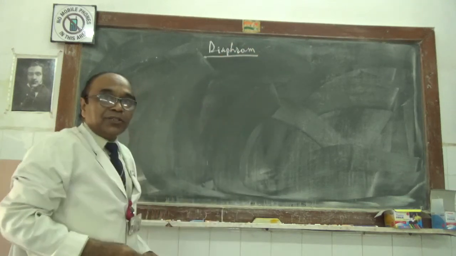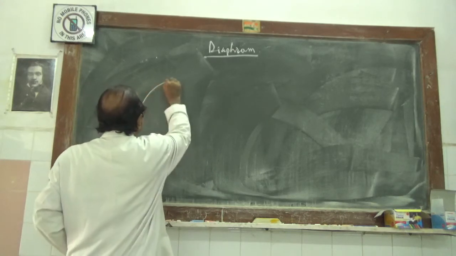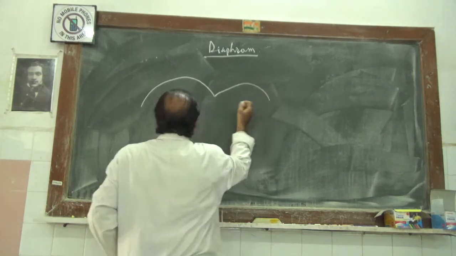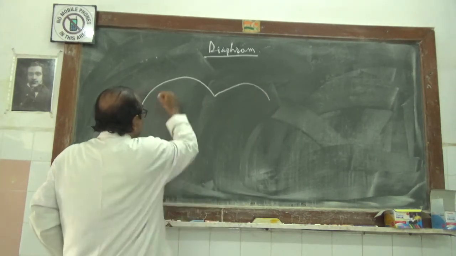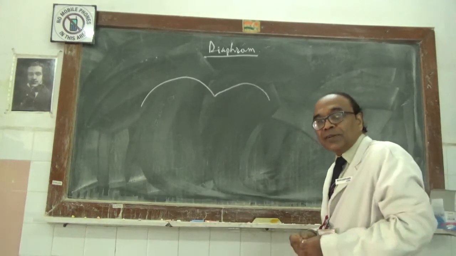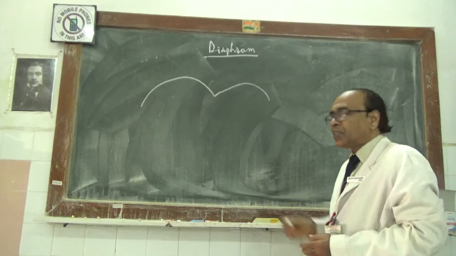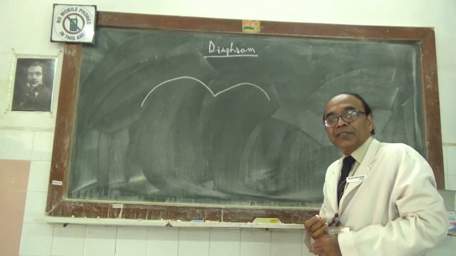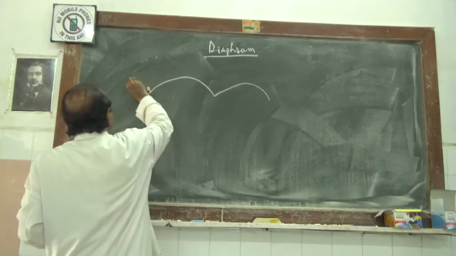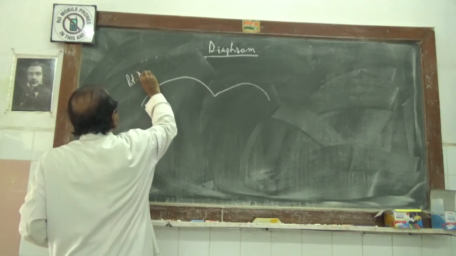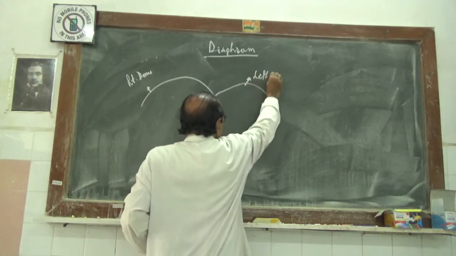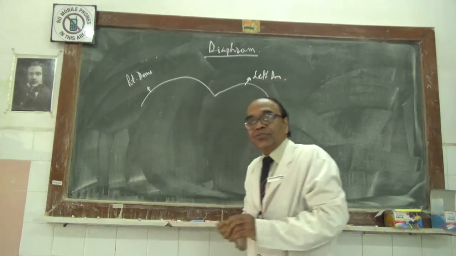Now the diaphragm is almost a dome-shaped structure, the one which will be forming the superior limit of the abdominal cavity. This diaphragm has two domes. One is the right dome, another is the left dome.